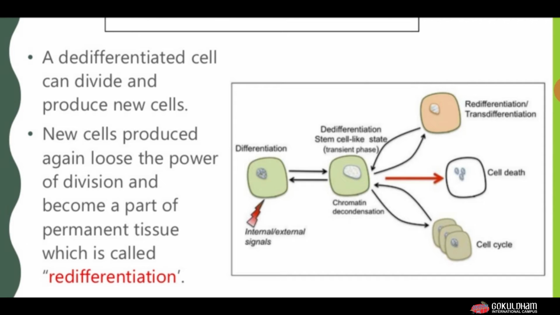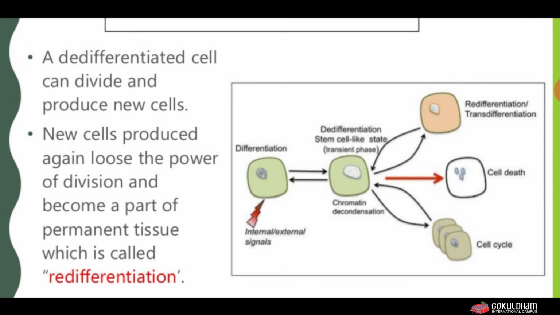which is known as redifferentiation. It means जो डी डिफ्रेंशिएटेड सेल है वो अगेन न्यू सेल्स प्रोड्यूस करेंगे, और ये न्यू सेल अगेन सेल डिवीजन की कैपेबिलिटी लॉस कर देंगे, जिसकी वजह से वो अगेन सेल डिवीजन नहीं कर सकते, एंड देन इट कन्वर्टेड इनटू परमानेंट सेल और टिश्यू, which is known as redifferentiation.